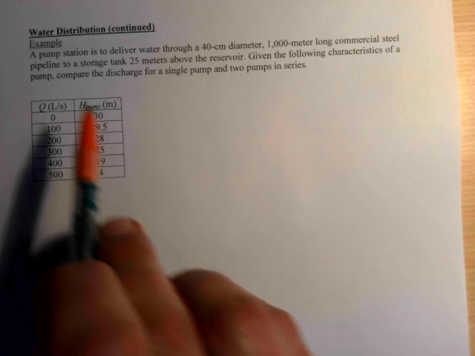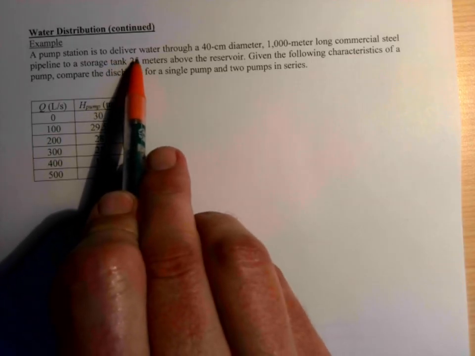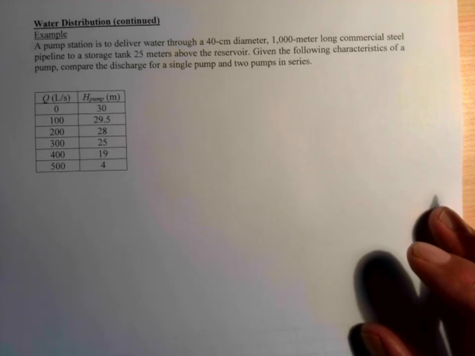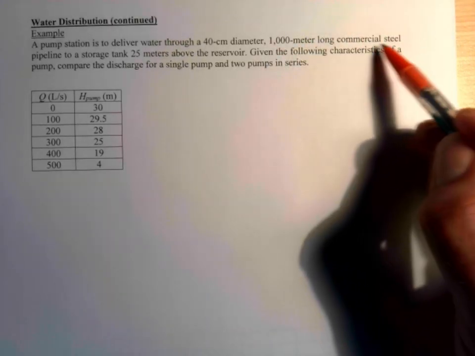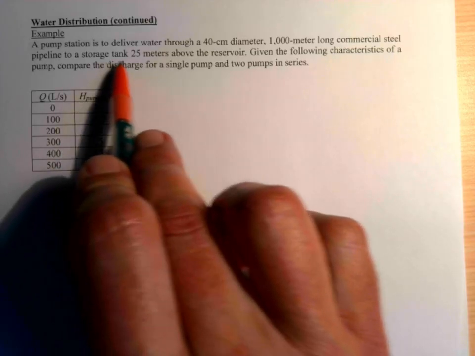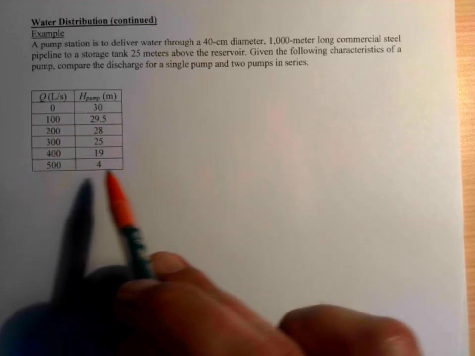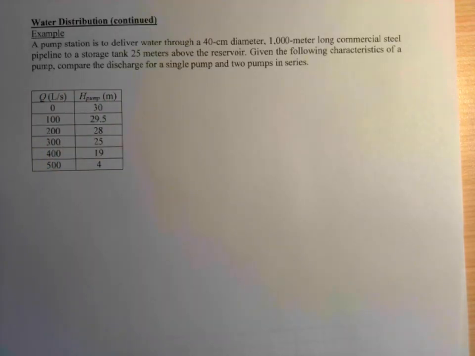And so we have an example where we have a pump station that's going to deliver water through this 40 centimeter diameter pipeline. And it's 1,000 meters long, and it's commercial steel, and there's a storage tank that's 25 meters higher that it's going to put the water in, like a water tower. And then we have this pump curve characteristics here.